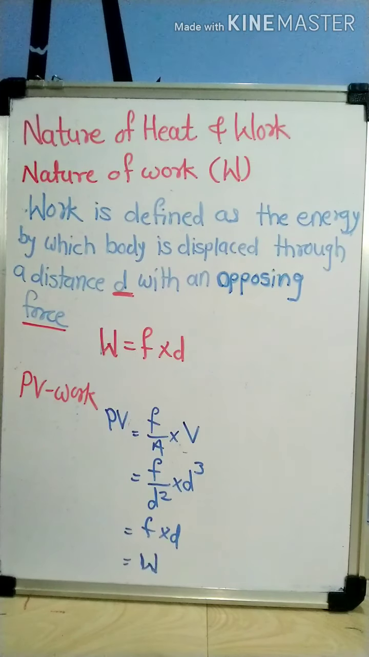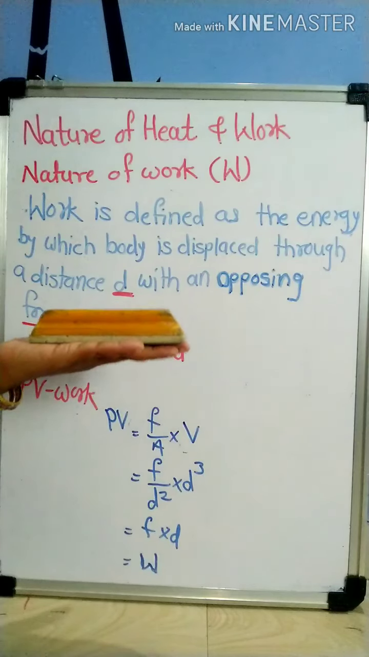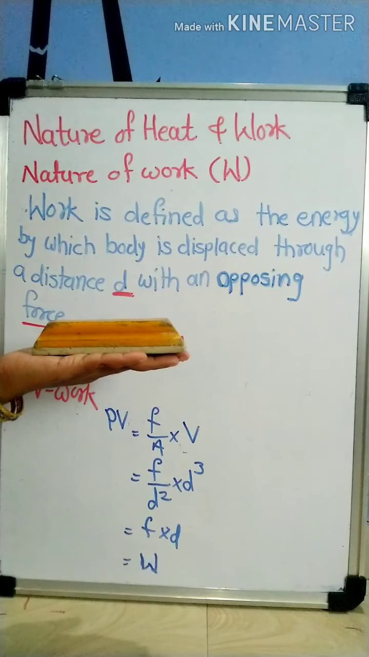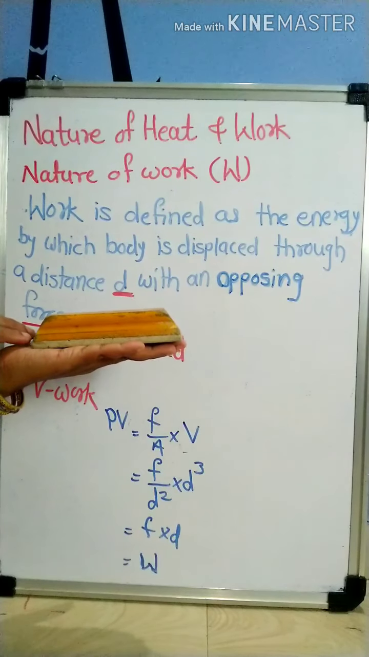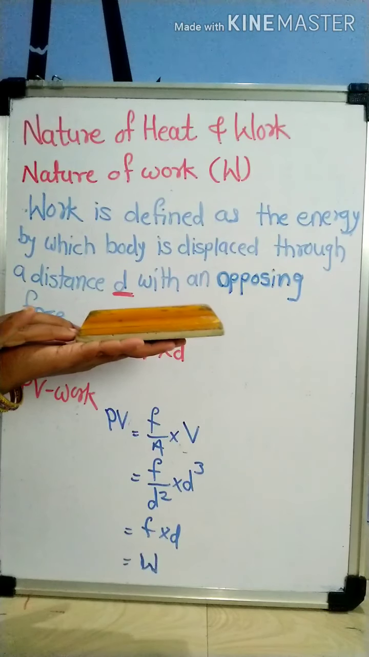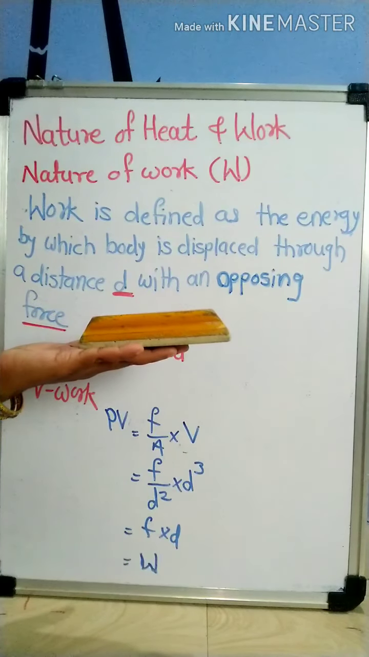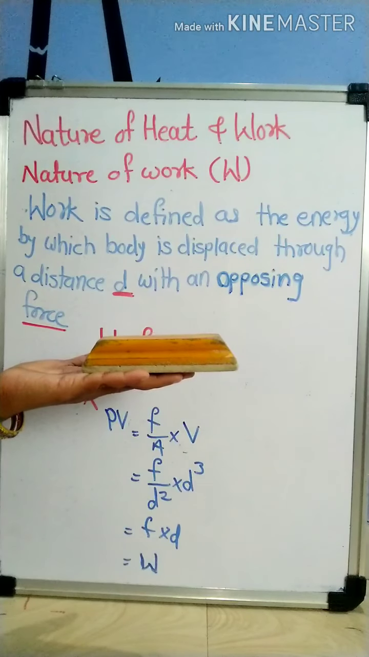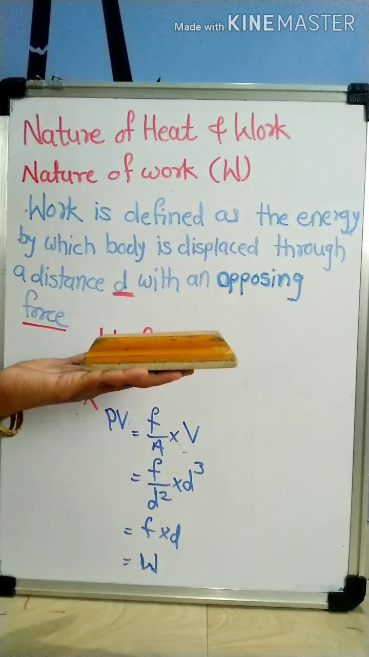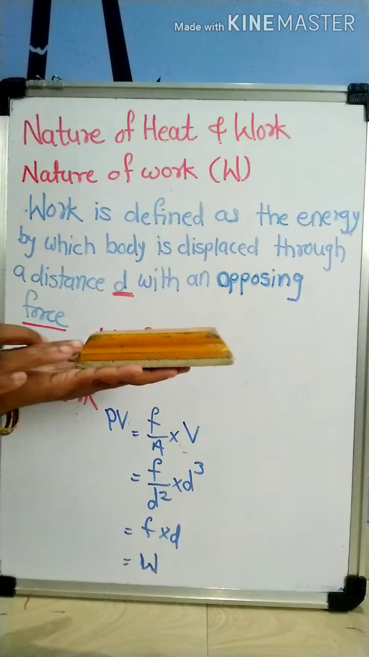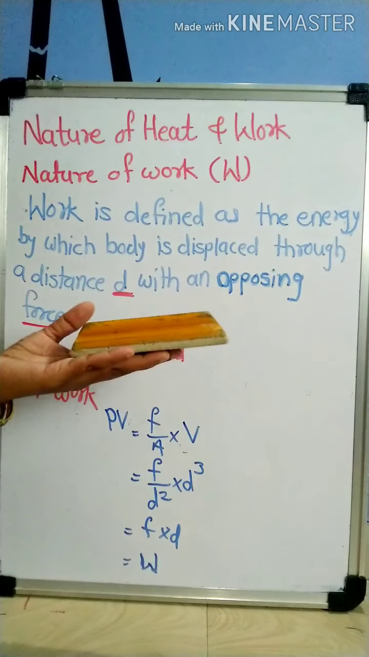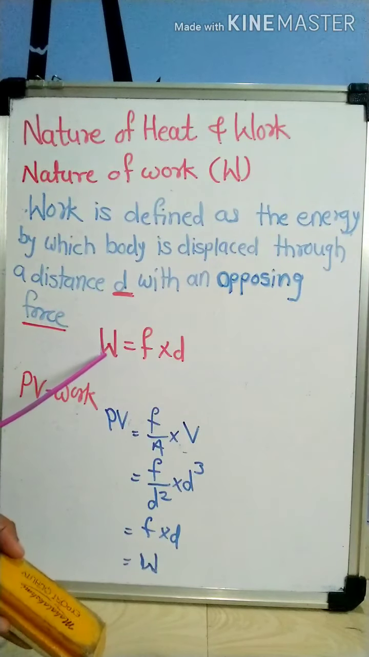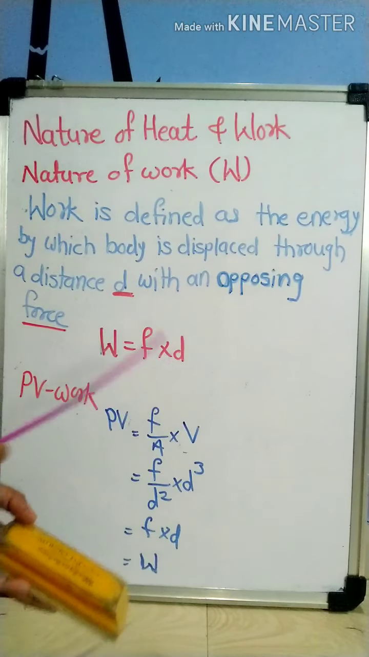So here we take an object, a duster, and if we apply force like this, then this duster moves or is displaced a distance d by the application of force. So this is the work. W is equal to force into displacement.